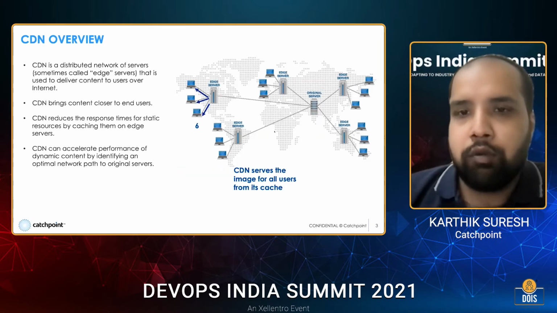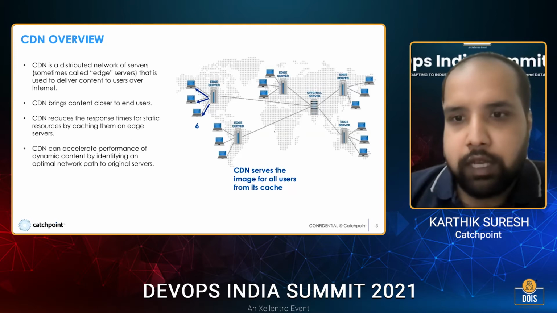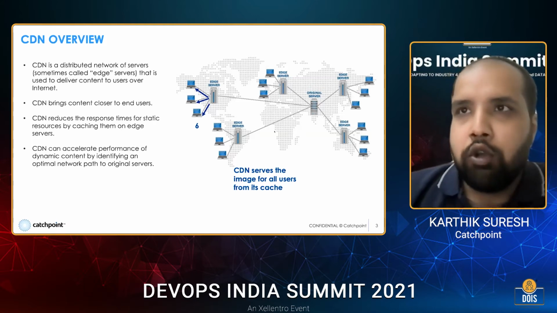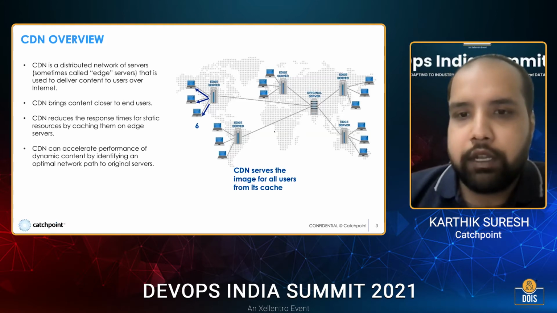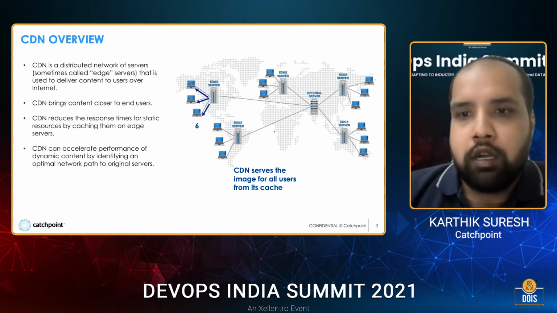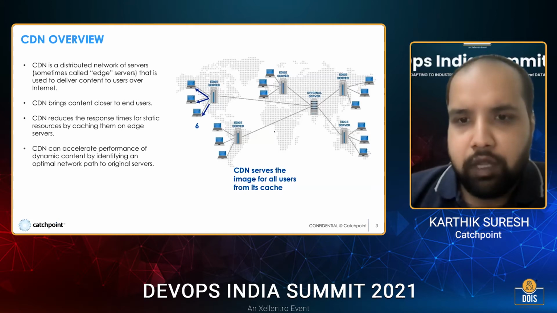So now for these requests, the CDN will respond with the image from its cache, thereby reducing the round trip time it takes to travel across the continents. While this is for static content, CDNs can also optimize your dynamic content by improved peering between the middle mile and the first mile connectivity.